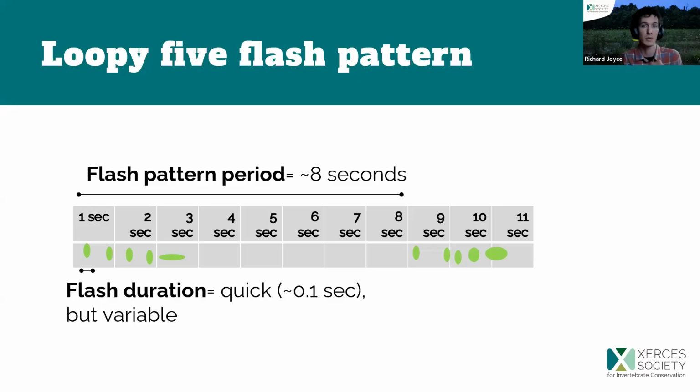These patterns seem to be ending with slightly longer glow-like flashes. And then the interval, again, is somewhat variable, but it's about half of a second between the pulses within the flash pattern.